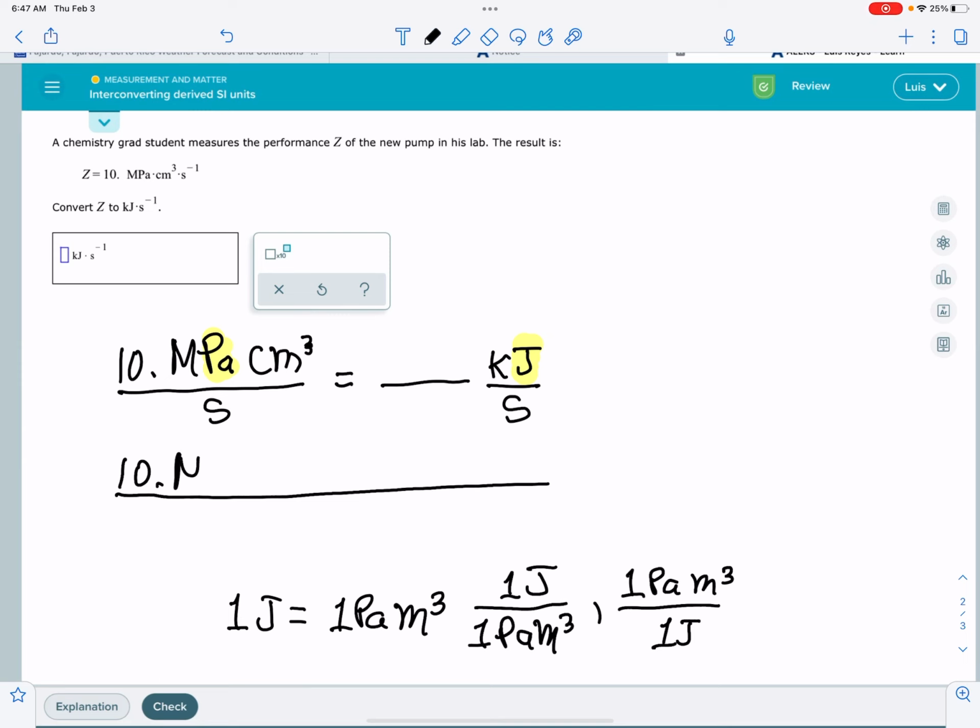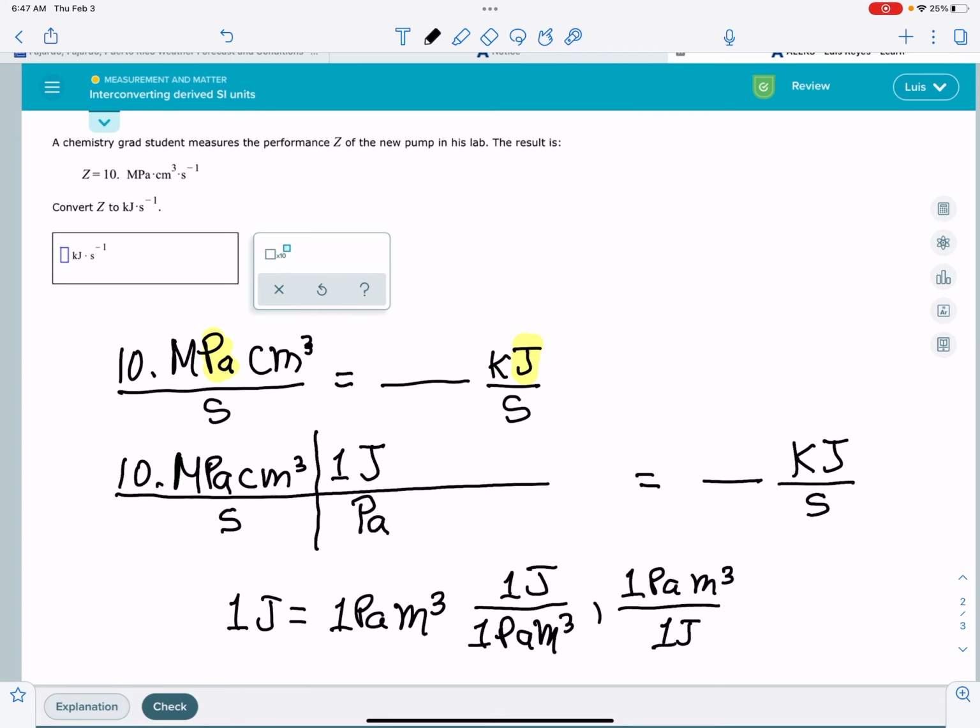10 megapascals cubic centimeter over seconds is eventually gonna equal kilojoules over seconds. So I'm trying to convert the Pascal to joules. So I'm gonna change my pascals. I do not want my pascals because I want my joules. And I know that 1 joule equals 1 Pascal cubic meter. So I'm using this relationship. That's the one I'm using.